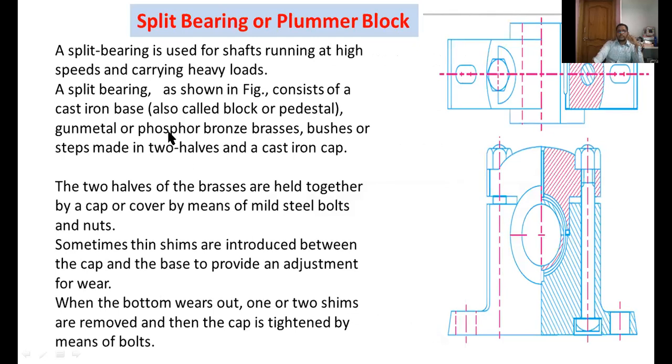Now coming to another topic, that is a split bearing or a plumber block bearing. It is very important from our subject point of view. A split bearing is used for shafts running at high speeds. This is an example diagram for a split bearing or plumber block bearing. This type of bearing is used for shafts running at high speeds and carrying heavy loads.